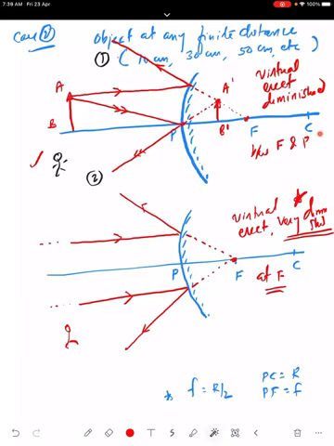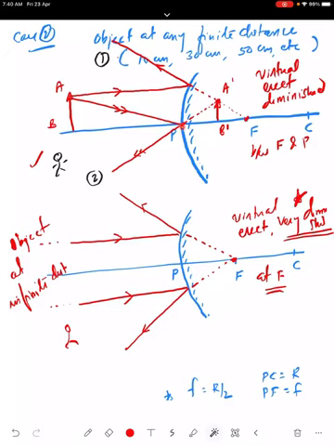So, one more point I am going to add in this case. Suppose you are moving the object from infinite distance towards the mirror. Initially it was here. Object at infinity is here. This is the object at infinite distance, very, very far. If the object is coming closer, image will be moving towards the pole from the focus. See the way it travels. Object is coming in this way, so the image will move from the focus towards the pole of the mirror.